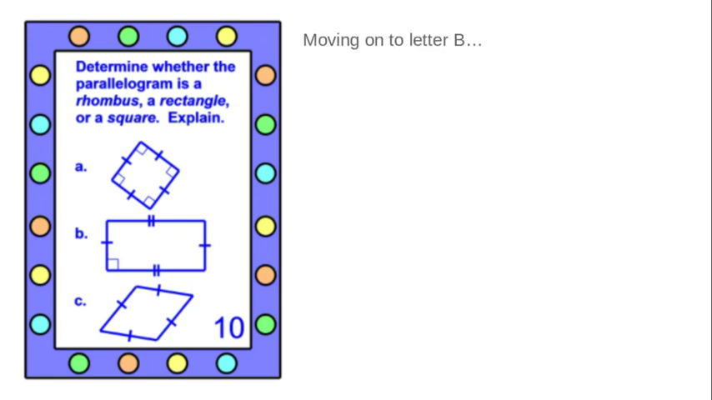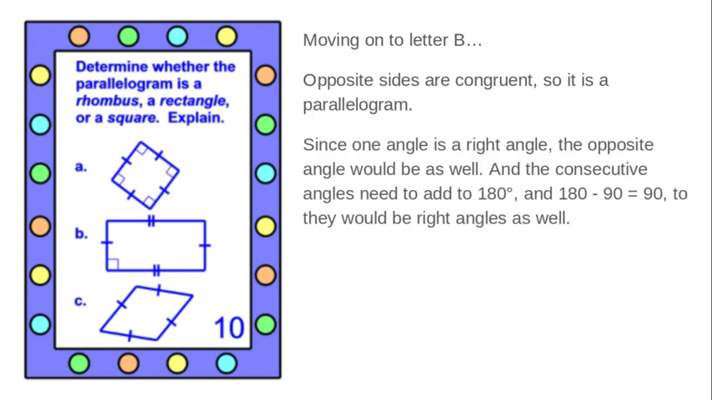In letter B, noticing what we have marked, we have 2 pairs of opposite congruent sides. So it is a parallelogram. Then I see I have 1 right angle marked. Now that actually tells me a lot, because if this one's a right angle, the one across from it or opposite it will be a right angle, because we know opposite angles are congruent. Then I also know that consecutive angles have to add to 180. So 180 minus this 90 leaves me with another 90. So this angle right here would be 90. And then this angle over here would be 90, because opposite angles are congruent.